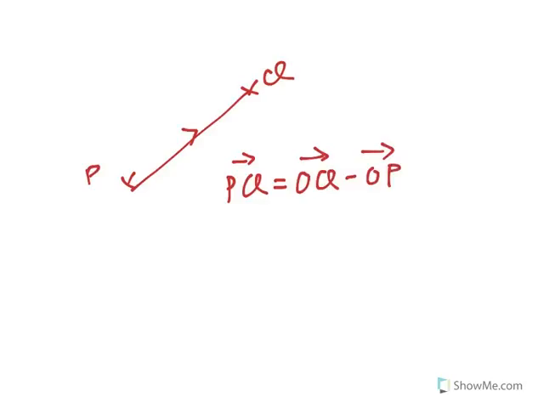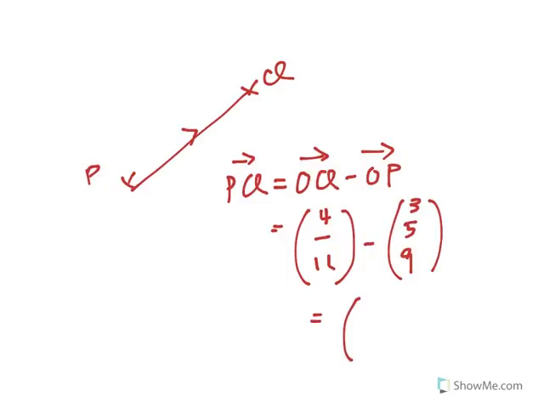So we have PQ, and you know that PQ has to first be found. PQ is not given yet, so PQ is equal to OQ minus OP. From the question, OQ is just 4, 7, 11, OP would be 3, 5, 9, and PQ would be 1, 2, 2.